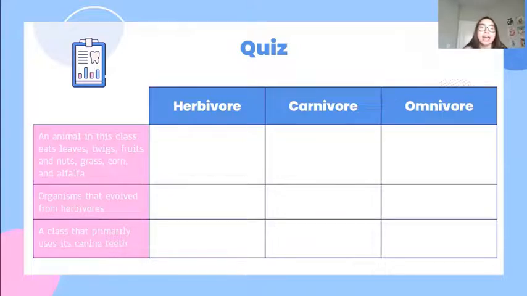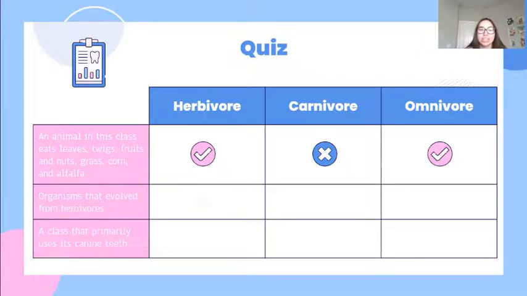Our first question is, it is an animal in this class which eats leaves, twigs, fruits, nuts, grass, corn, and alfalfa. Our three classes to choose from are herbivores, carnivores, and omnivores. If you believe it's a herbivore, you can go ahead and raise your hand. All right, let's see what it is. It is indeed a herbivore, which Miss Tiana explained earlier. It is not a carnivore because we are eating vegetation here. However, it can be an omnivore since omnivores also have vegetation in their diet.